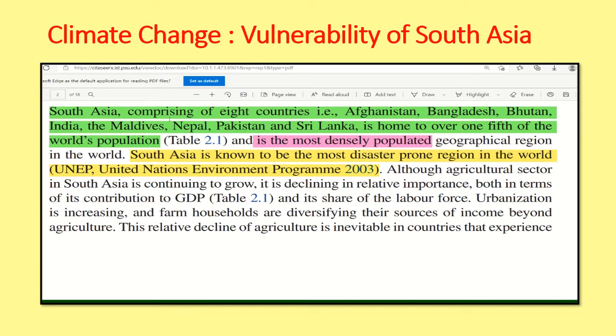South Asia comprises 8 countries, namely Afghanistan, Bangladesh, Bhutan, India, Maldives, Nepal, Pakistan, and Sri Lanka. This is the vast continent, and it is the home of one fifth of the world population, and it is the most densely populated area. According to the United Nations Environment Program 2003, South Asia is known to be the most disaster prone region in the world, and this disaster is solely due to climate change.